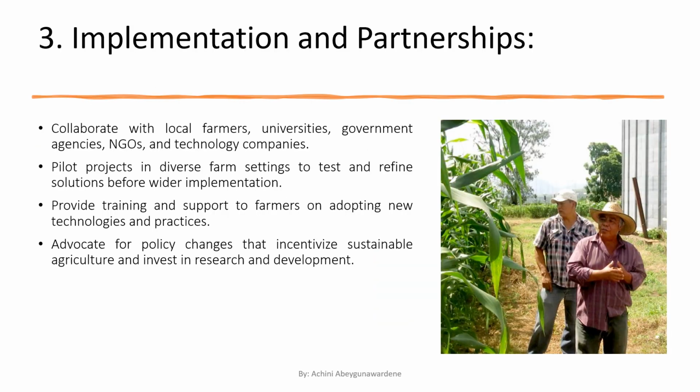Let's look at implementation and partnerships now. Collaborate with local farmers, universities, government agencies, NGOs, and technology companies. Have pilot projects in diverse farm settings to test and refine solutions before wider implementation. Provide training and support to farmers on adopting new technologies and practices. Advocate for policy changes that incentivize sustainable agriculture and invest in research and development.